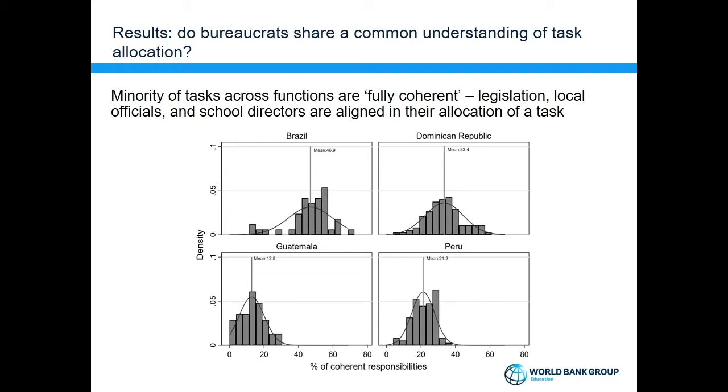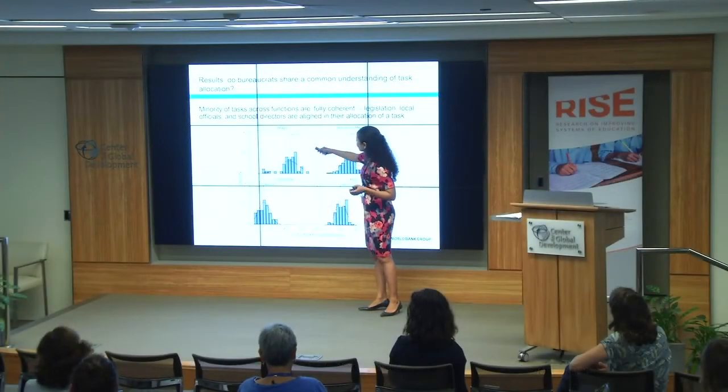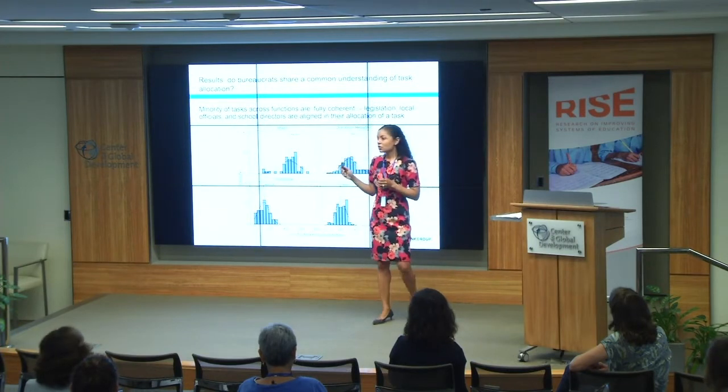So basically, this is looking from the perspective of a school. So the school director, their responses compared to their local officials and the legislation. And basically, this is a measure of full coherence. So each observation is a school director. What we're measuring is the school director's responses to task allocation, and then whether or not their responses match up with both their local officials and the legislation. And so we call that full coherence. So you can see that there's quite a range. In Guatemala, on average, school directors are identifying 13% of tasks as being fully coherent, so they're giving the same response as everyone else, all the way to Brazil, where 47% of tasks are fully coherent. So there's a lot of variation.